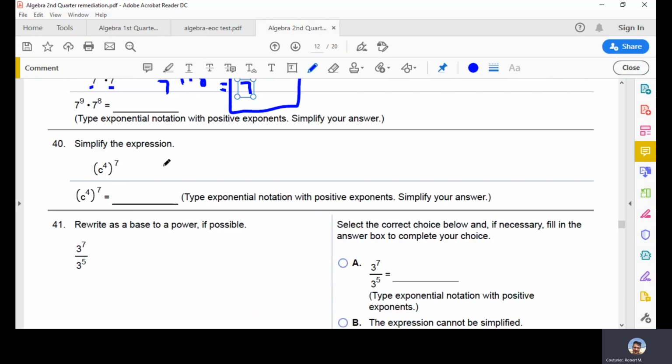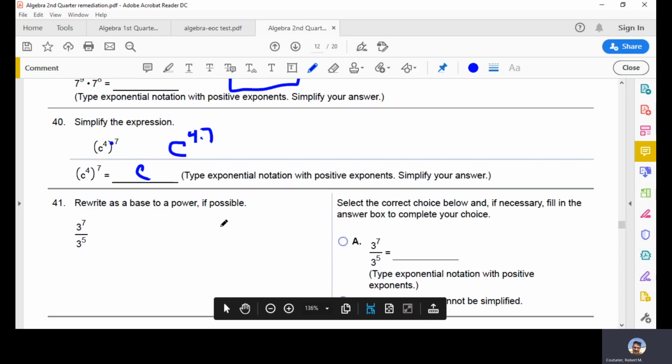Here's the power to power rule. So that's c to the 4th power, and then that raised to another power. Power to power is multiplication. 4 times 7. You fill it in. I know you can do 4 times 7.